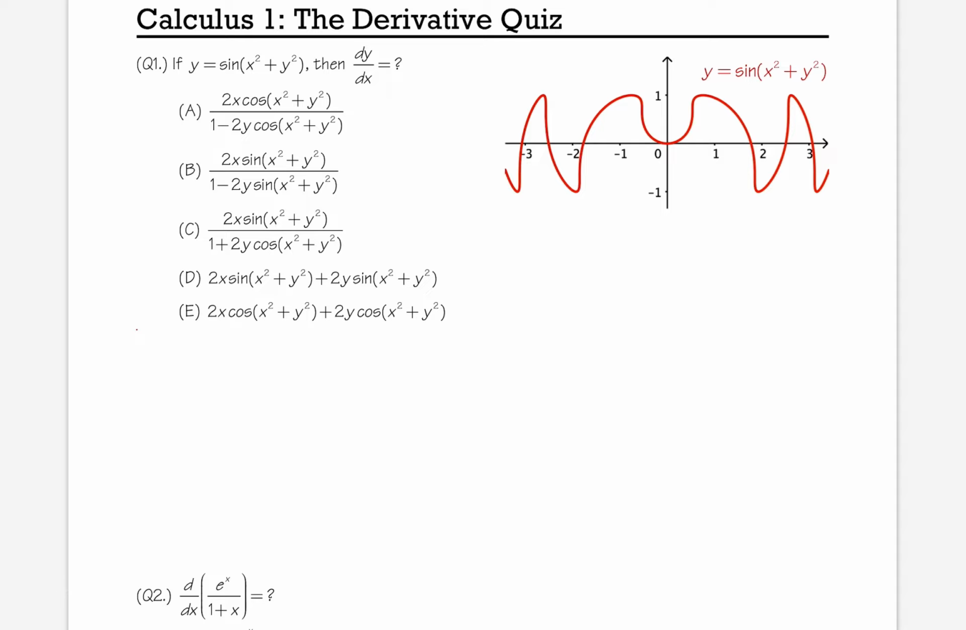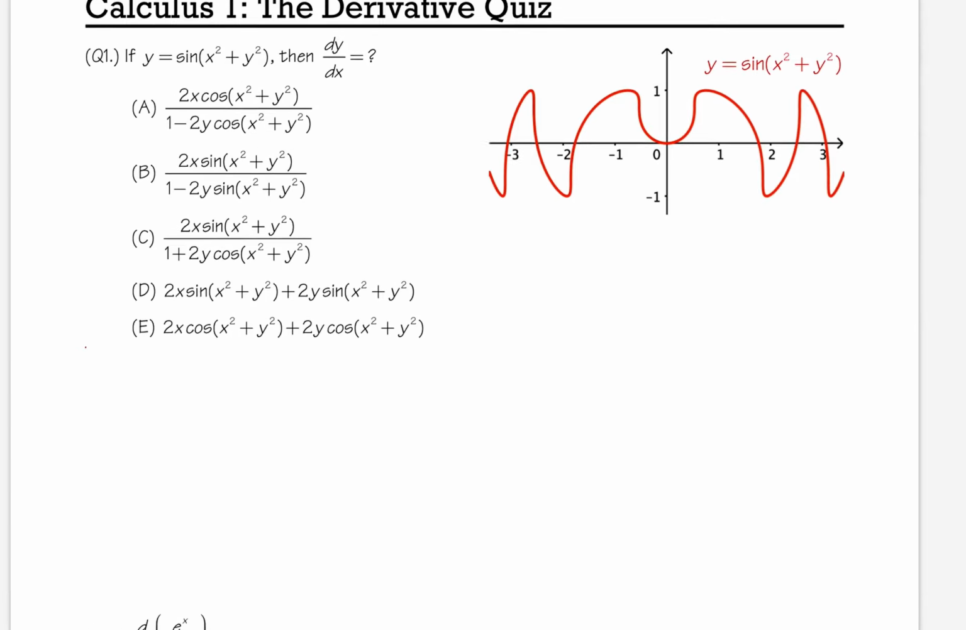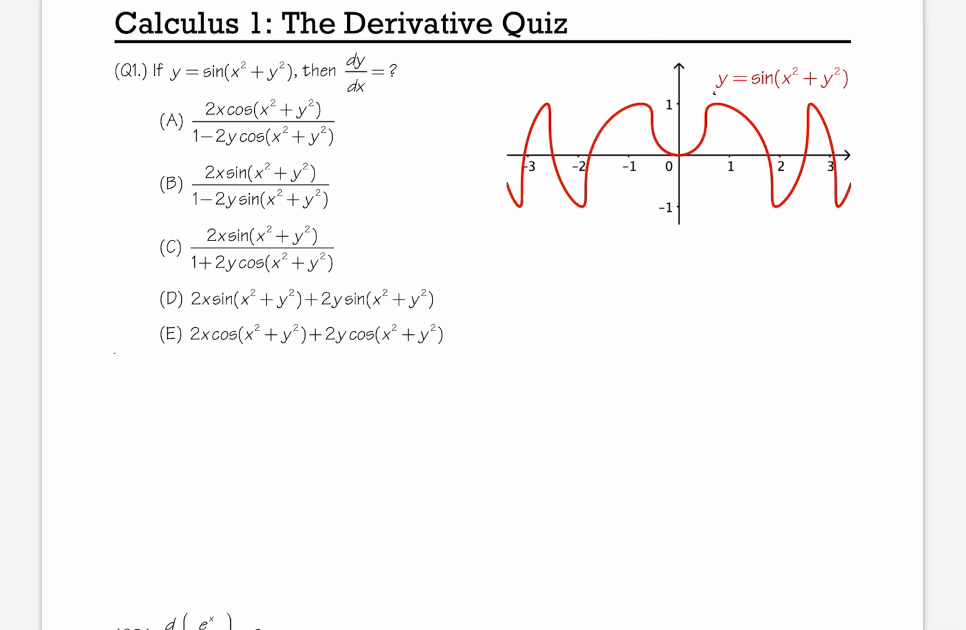Okay, first question. A lot of students got this one wrong because they see the y and then they just forgot about the y. But notice here we have y equals sine of x squared plus y squared. You see, we have the y at two different places, so we will actually have to use implicit differentiation because the y is not isolated. So let me write it down again. y equals sine of x squared plus y squared, and here we go, implicit differentiation in action.